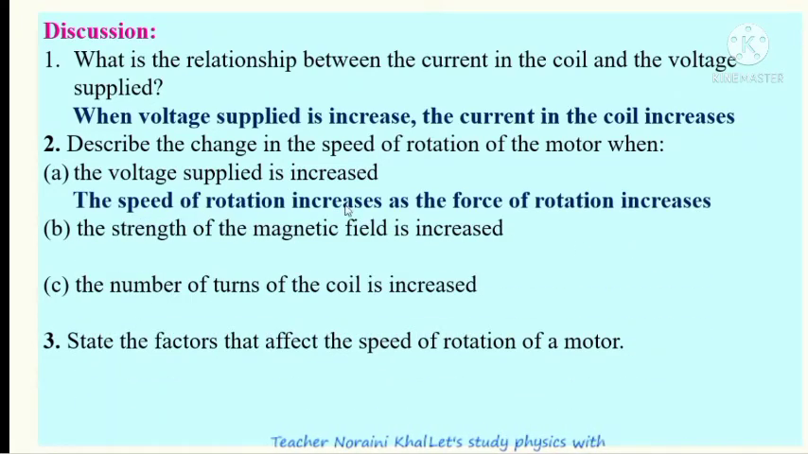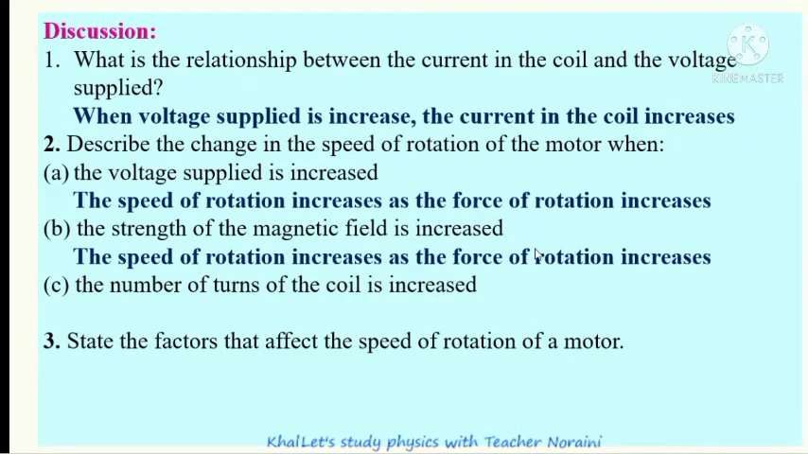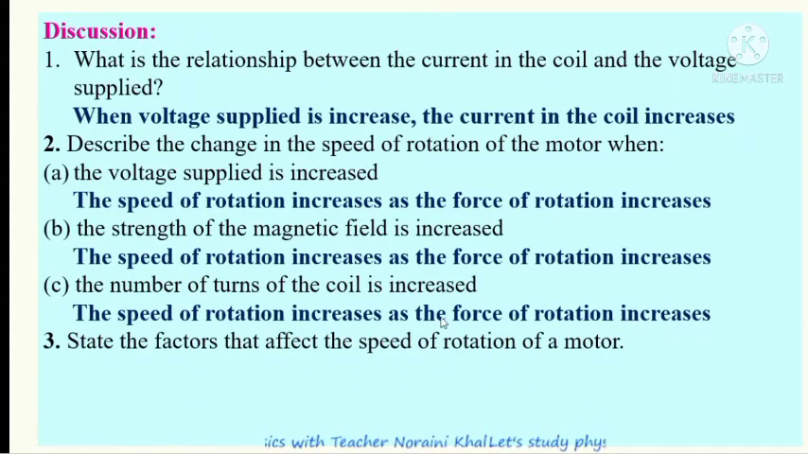The speed of rotation increases. Because when voltage increases, current increases, thus force of rotation also increases. When strength of magnetic field increases, it will produce greater force of rotation. The speed also increases. When number of turns of coil increases, this also increases the force of rotation, thus increasing the speed of rotation of the motor.